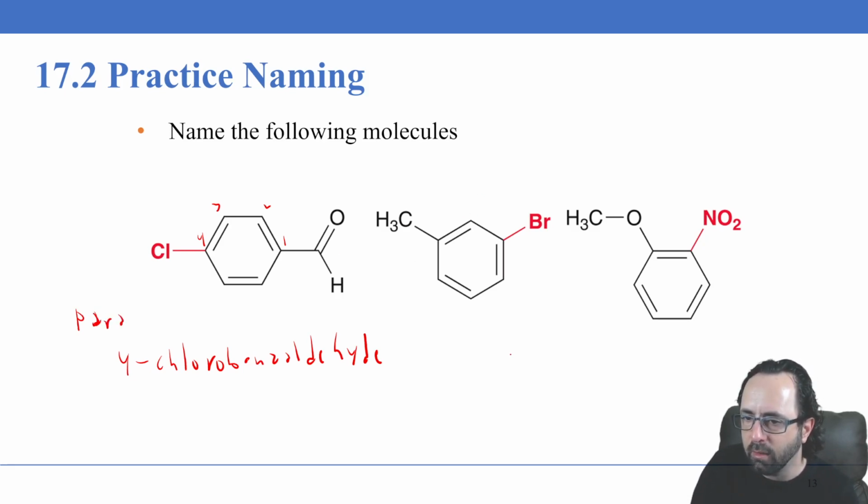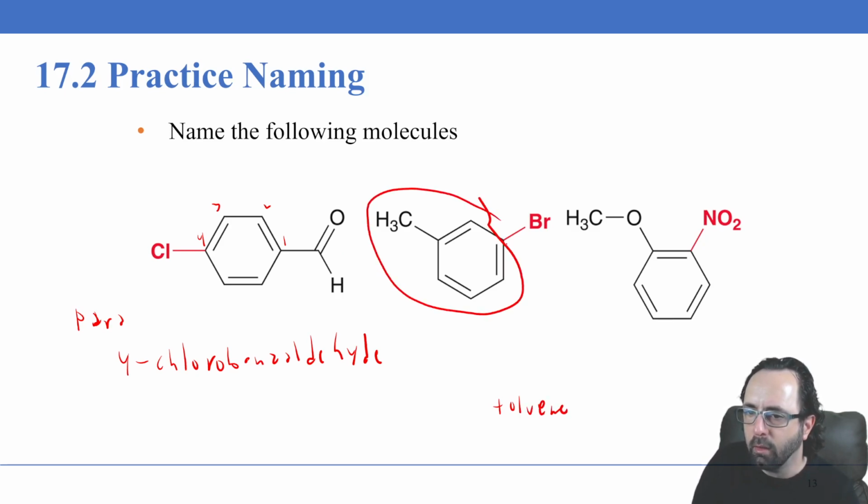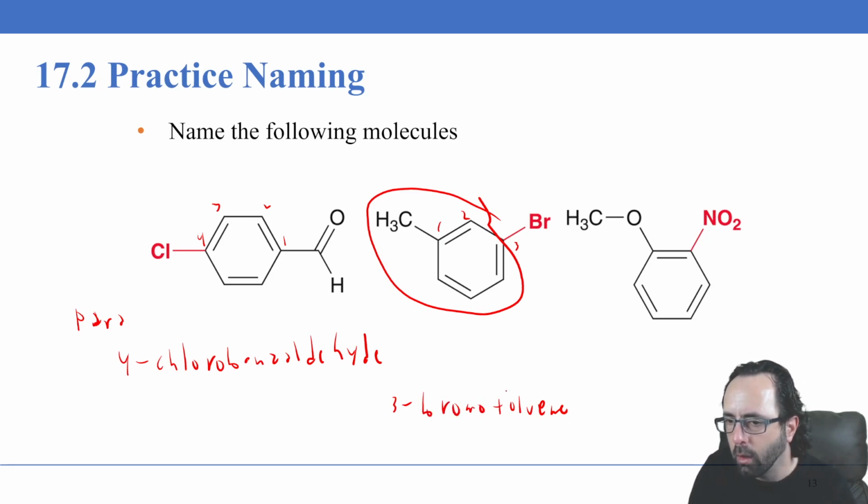Here the parent chain is toluene. Toluene, that would be this right here. And on the third carbon, 1, 2, 3, we have a bromo, so we'd say 3-bromotoluene or meta-bromotoluene.